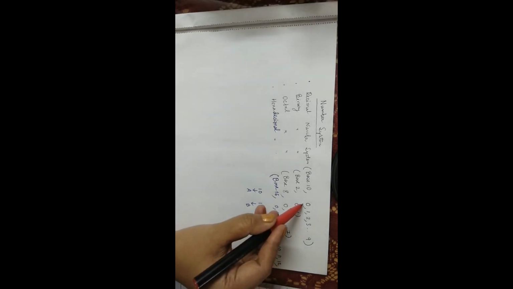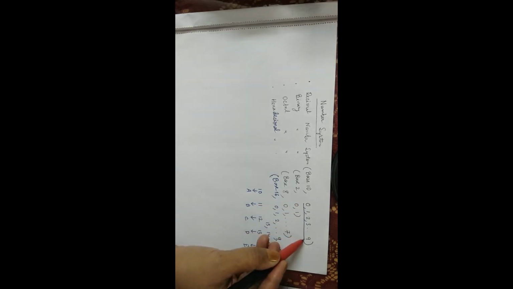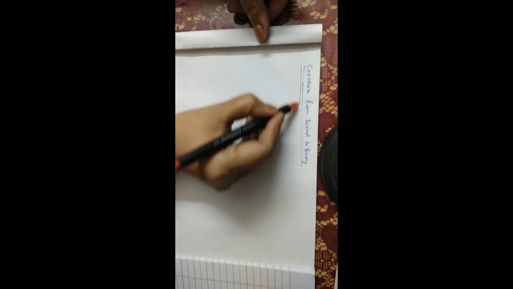Okay, so these are the four important positional number systems. In the decimal number system, it consists of 10 digits, as I have already mentioned, from 0 to 9. Now, how can we represent a particular number from one number system in another number system? We will see that. First we will convert from decimal to binary and from binary to decimal. Now we will learn the conversion from decimal to binary.